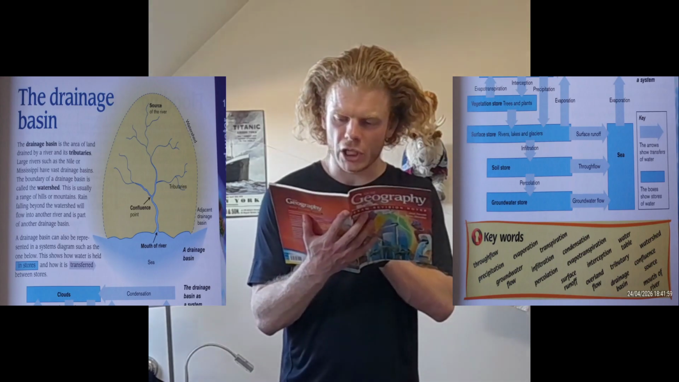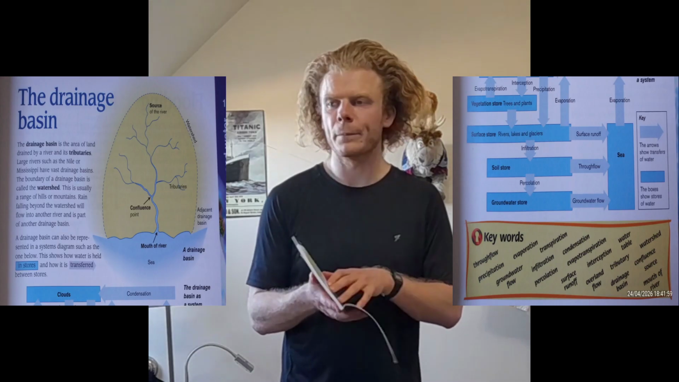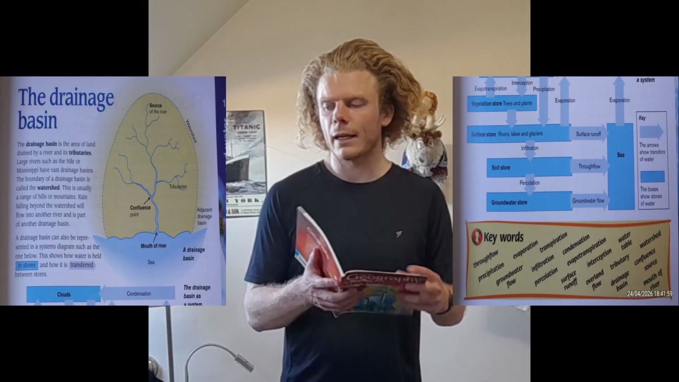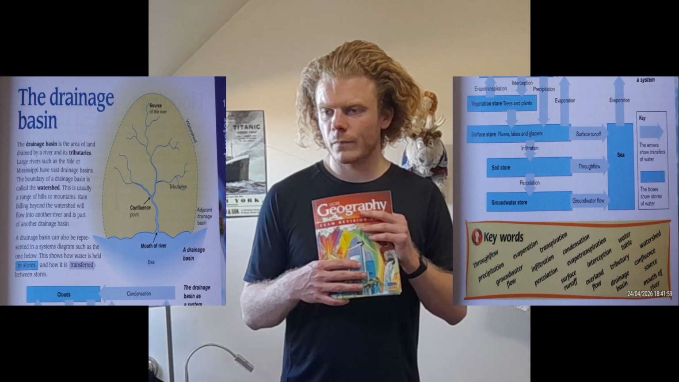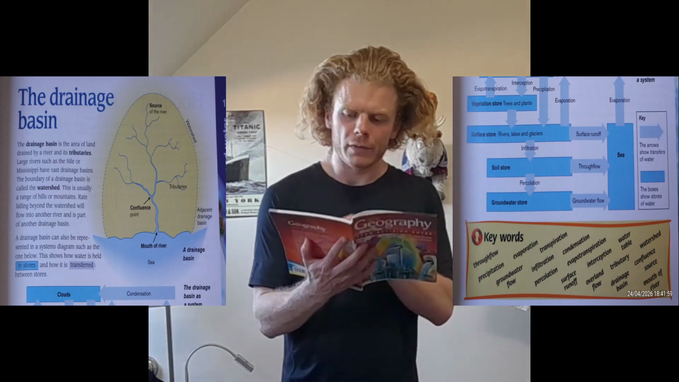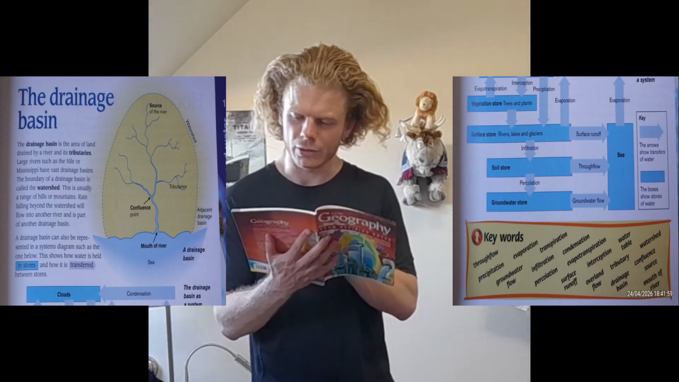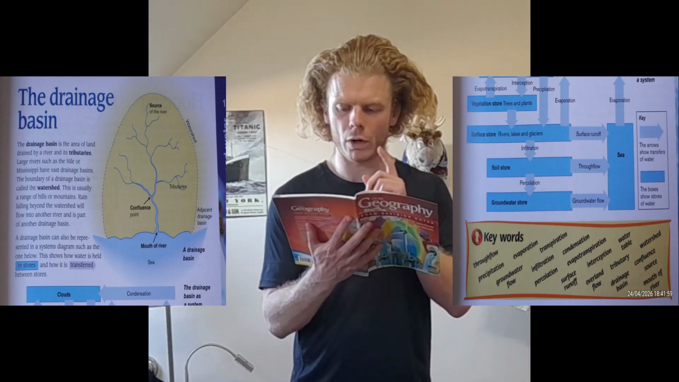Large rivers such as the Nile or Mississippi have vast drainage basins. The boundary of a drainage basin is called the watershed.